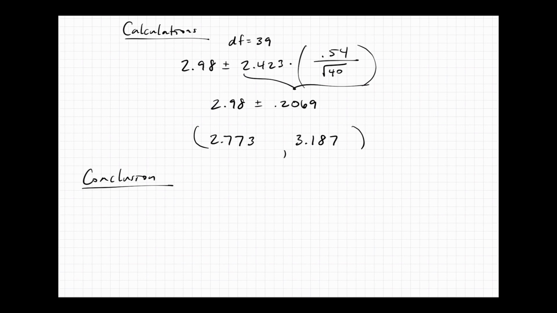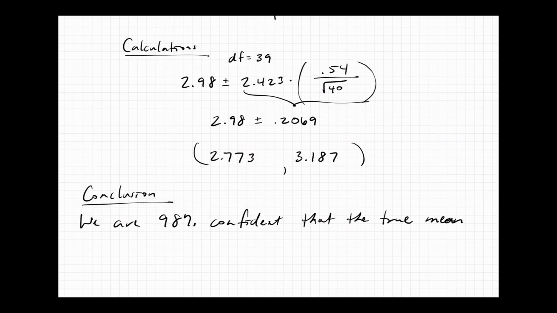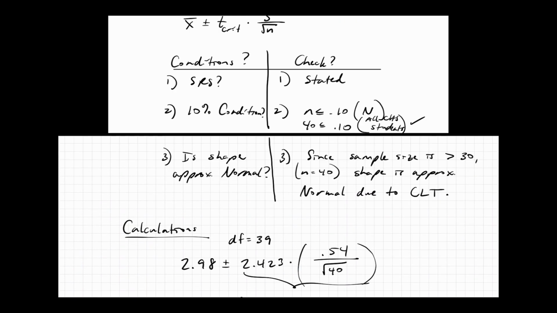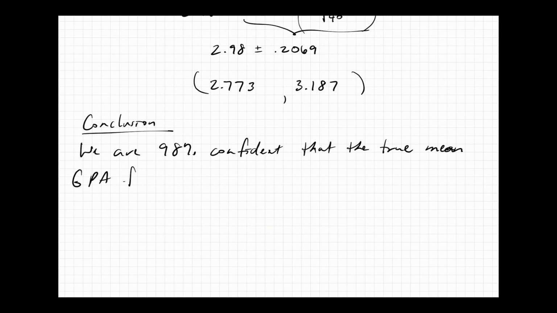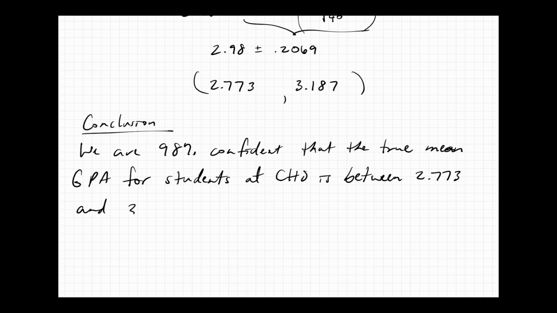Using the sentence frame we used last week: we are 98% confident that the true mean, this is where your population parameter is going to come in, true mean GPA for students at Central High School is between 2.773 and 3.187.